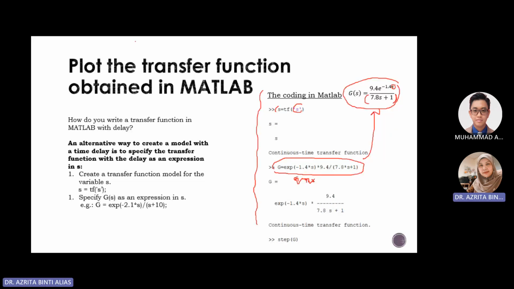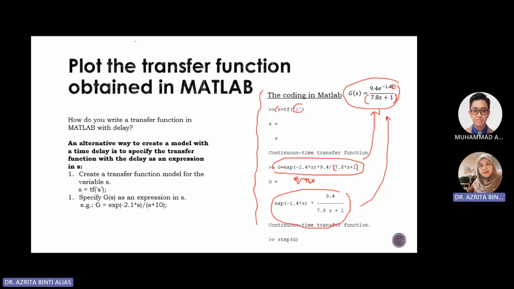So please be careful because we want to divide all this thing with 7.8s plus 1. So you need to put the bracket. Kalau tak letak bracket, dia akan baca 7.8s sajalah. So you need to put the bracket: 7.8 multiply with s plus 1. And then you just press enter. It will give the answer like this. Okay, same. Sama seperti transfer function yang kita dapat.